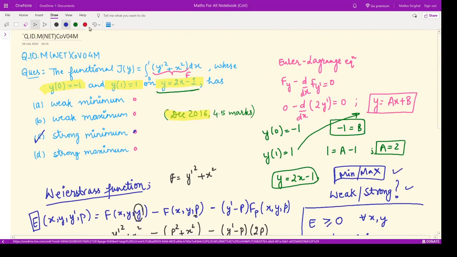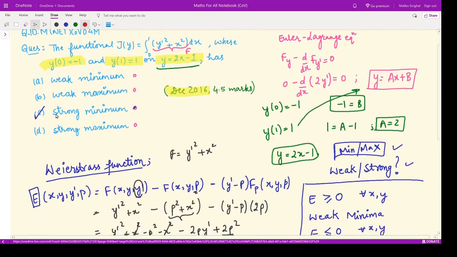Moreover, we have one more result which states that a strong extremum is also a weak extremum. So this result follows that, being a strong minimum, it is also a weak minimum. So the correct options are A and C.